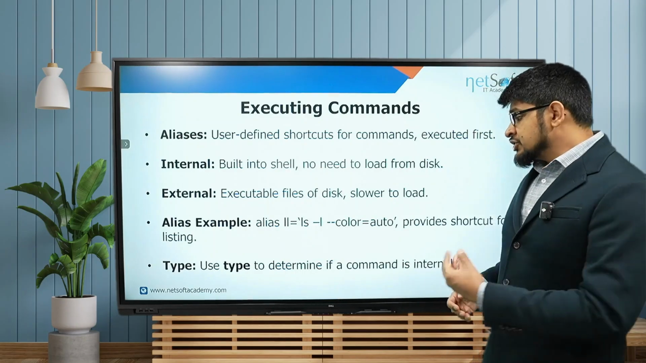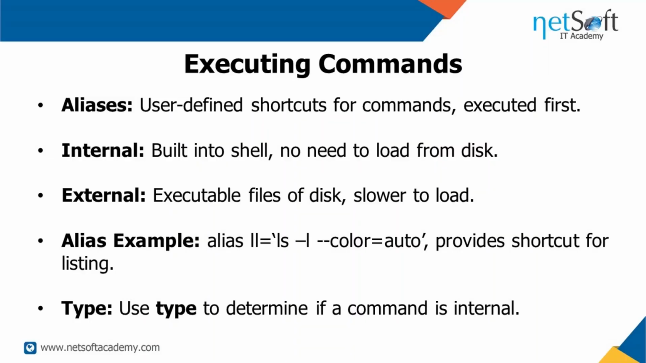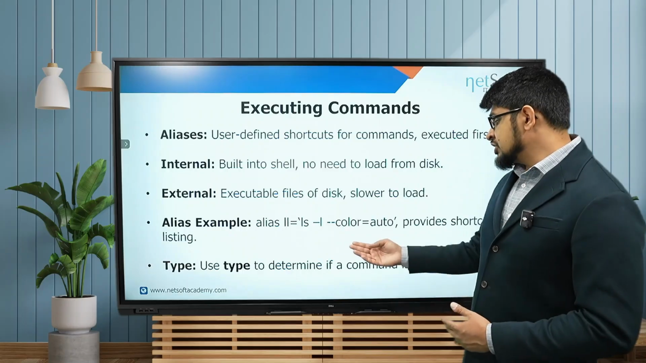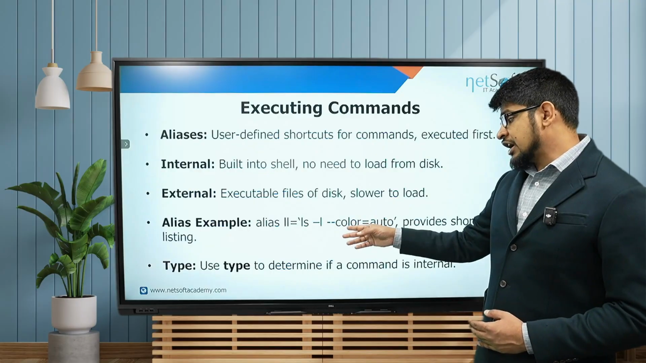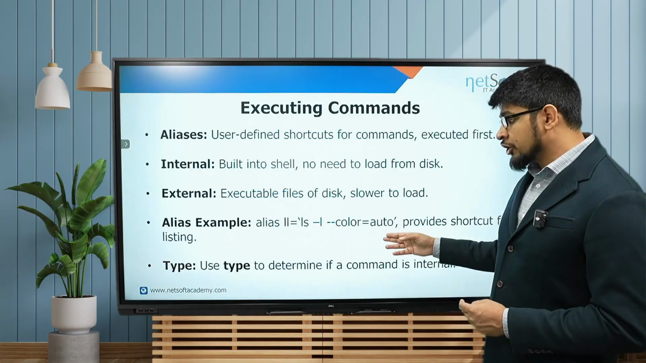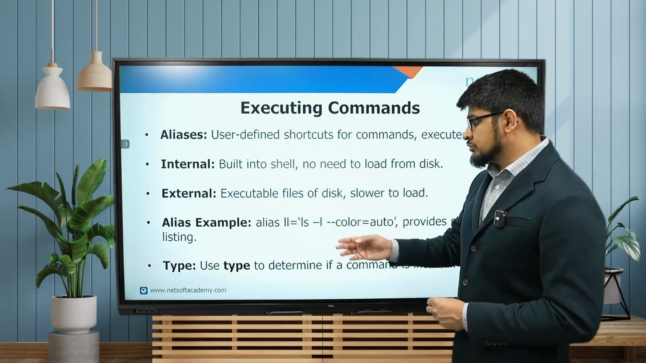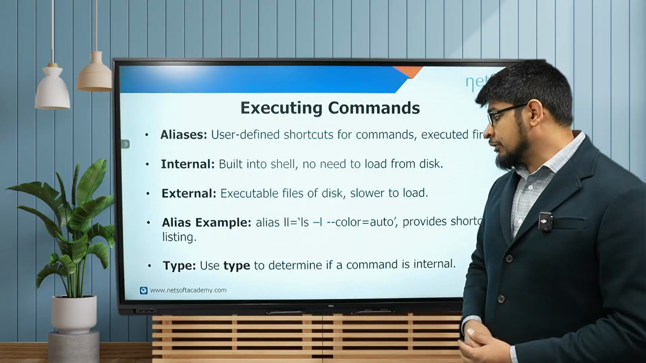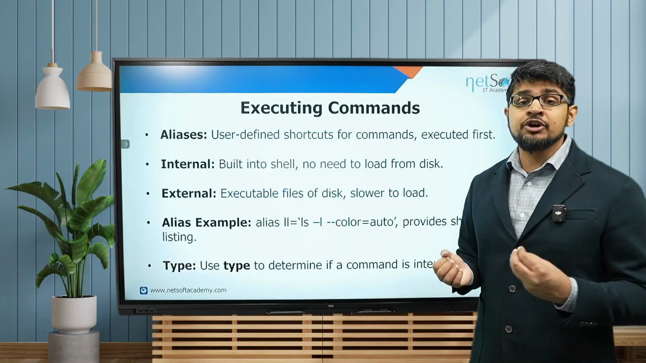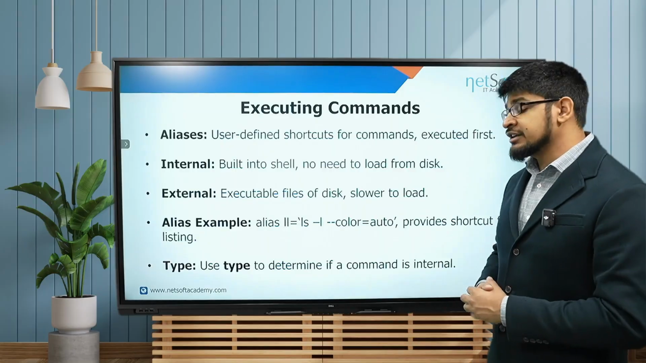So this is an example of how to set up an alias or a user-defined command. You simply define the alias, in this case it's LL, and have it equal to some command that you don't want to type again and again. So you can see this entire command here, ls -l with a --color option equal to auto, is all shortened down into a very simple LL.